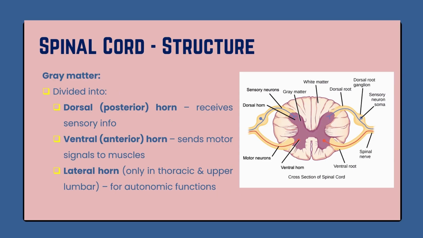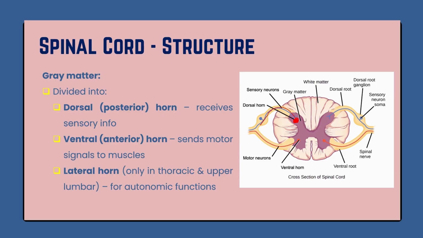First, the dorsal or posterior horn. Okay, what is this dorsal or posterior horn? See, it's marked here. It receives sensory information. You can see neurons coming in here, right? These are sensory neurons which are bringing information from the outside environment into the spinal cord. All right, this is the dorsal posterior horn.